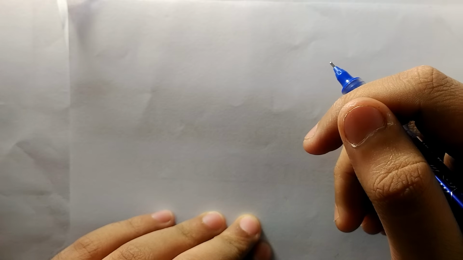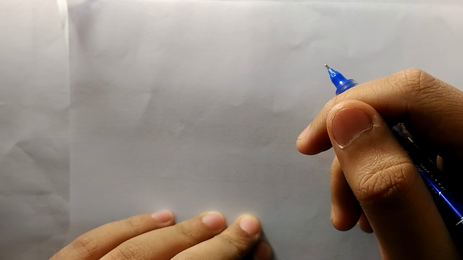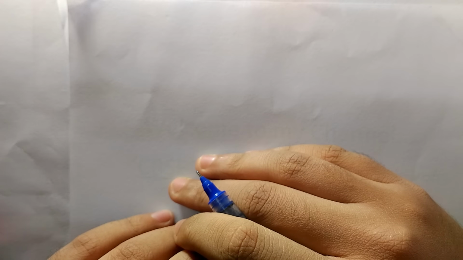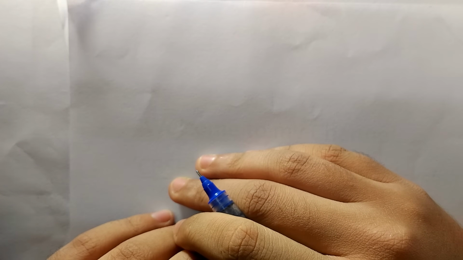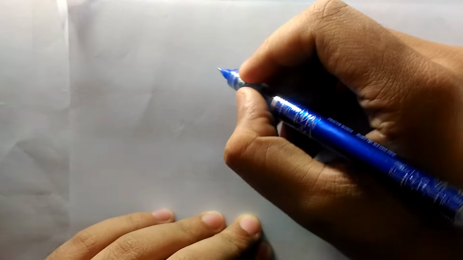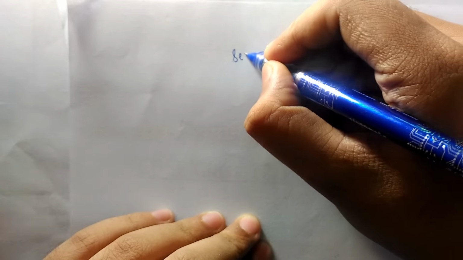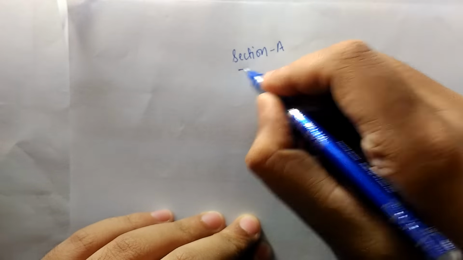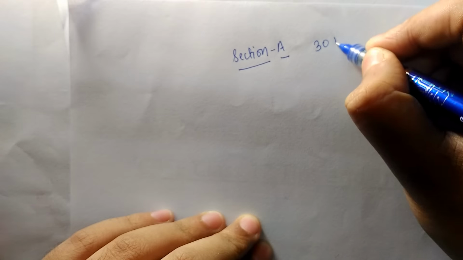As we all know, the paper is divided into three sections. Section A, that is your reading comprehension. Section B, which is your writing skills. And section C, which is literature and long reading texts. Let's start with section A, which is the reading comprehension. It carries 13 marks.